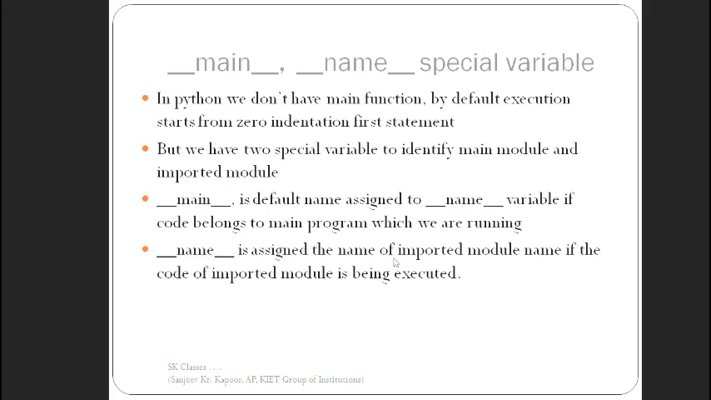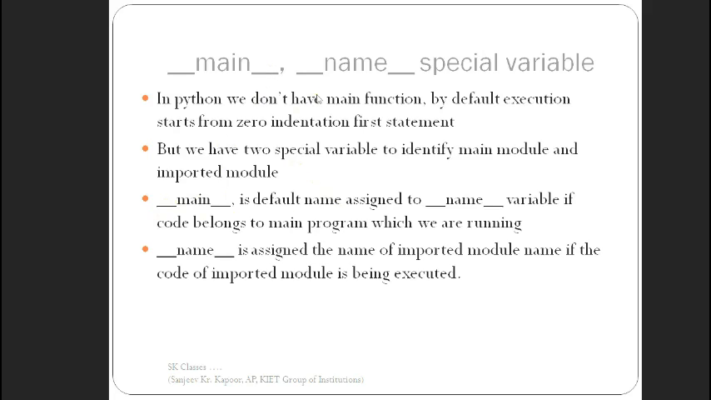Fine. Sometimes we import something, and that imported code is executed in the current program. In that case, this name variable is assigned something not equal to main. That will be the name of the file in which that code is written. Okay, so we'll see this through an example also.